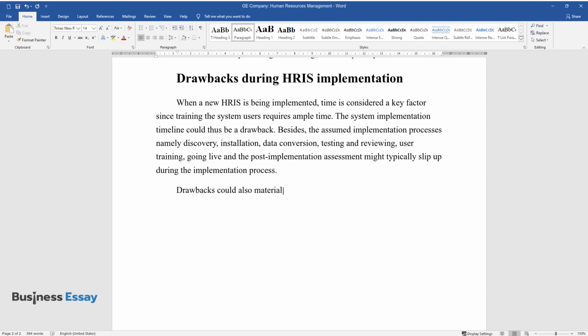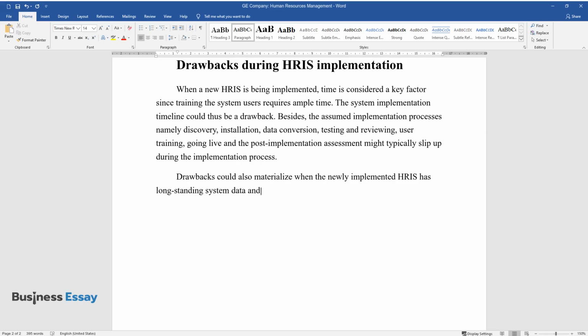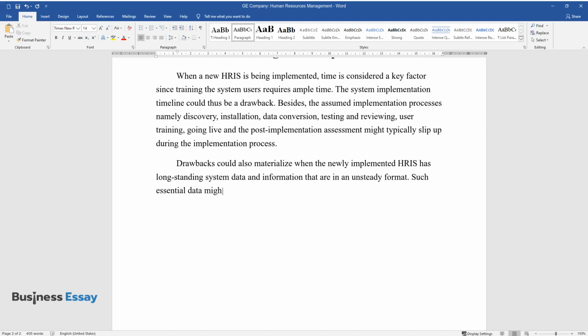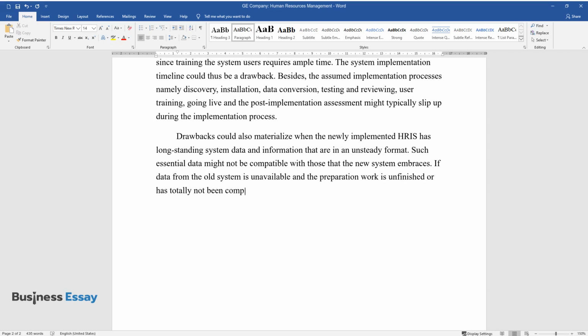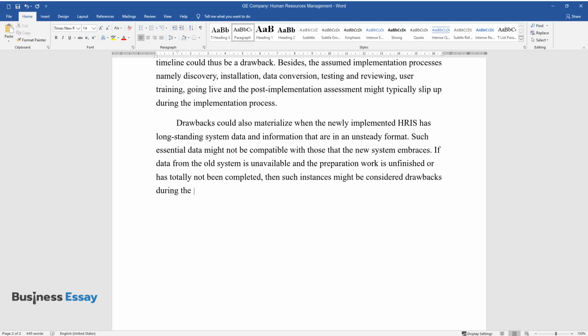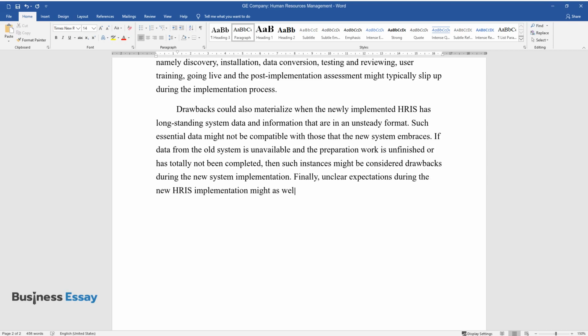Drawbacks could also materialize when a newly implemented HRIS has long-standing system data and information that are in an unsteady format. Such essential data might not be compatible with those that the new system embraces. If data from the old system is unavailable and the preparation work is unfinished or has totally not been completed, then such instances might be considered drawbacks during the new system implementation. Finally, unclear expectations during the new HRIS implementation might as well be a drawback.